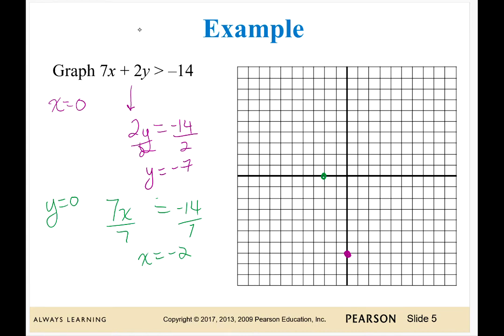Now let's look at that sign. Notice this symbol is strictly greater than. There's no equal to. So if there's no equal to, then we are going to draw the line, but we're going to draw it dotted. So we're going to draw the dotted line through those 2 points.